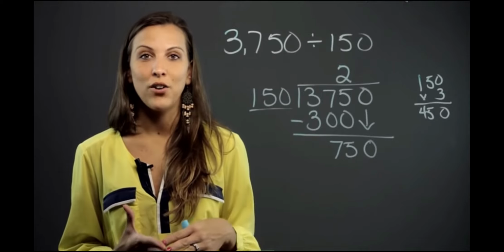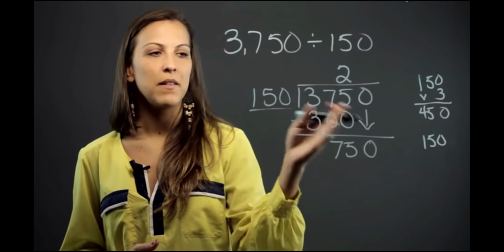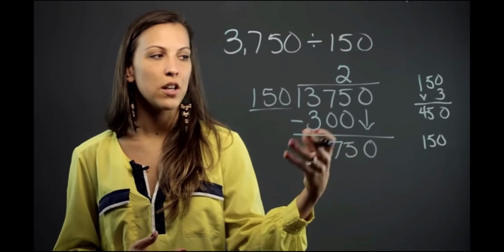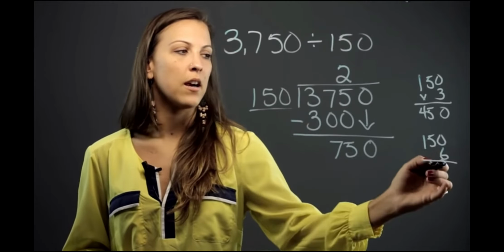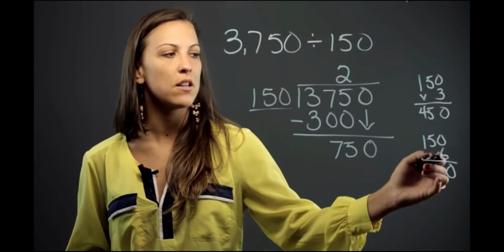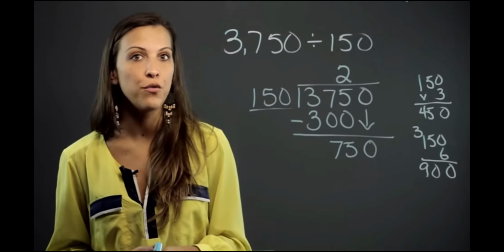If you can't do it right away in your head, it's a little bit of guess and check, right? So we're going to guess. If we estimate this down to 100 and this down to 700, we'd be looking at 7, but we're going to go a little bit lower since that number's higher. We'll try 6. So 6 times 0 is 0, 6 times 5 is 30, and this is 900. So we've already gone too far up.